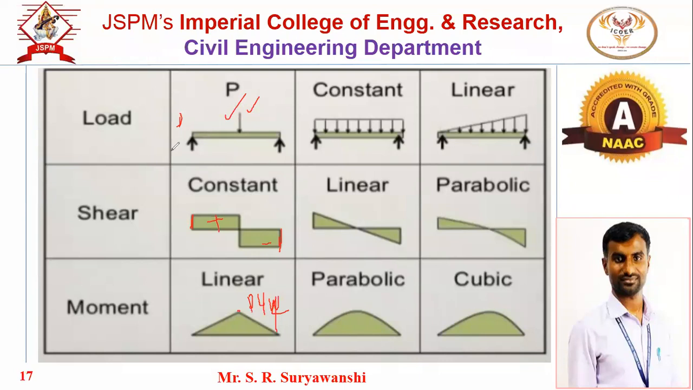And the nature of BMD for this first standard case will be a triangle. The variation of BMD is linear. So this is a linear line, or we can say a straight line, an inclined straight line. This is the first standard case.